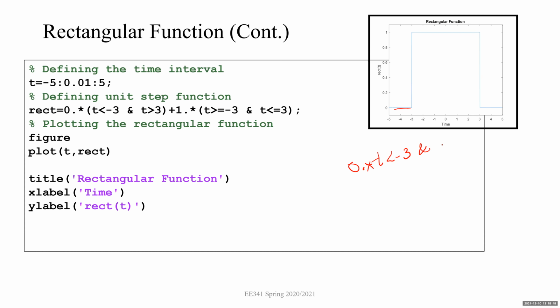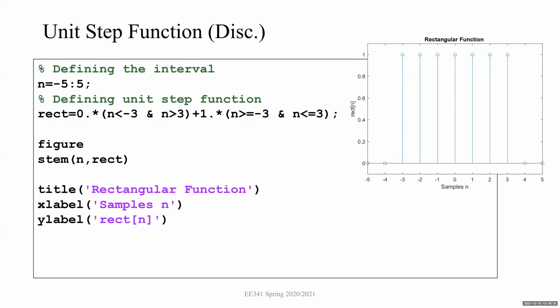So we have to write t greater than 3. So it is 0 for all the values less than -3 and greater than 3. And then it is 1 for all the values greater than or equal to -3 and less than or equal to 3. So then plot t, rect. Rect is this function which I defined, and then title, x label and y label. Okay. Then the same thing in discrete, just changing this now.